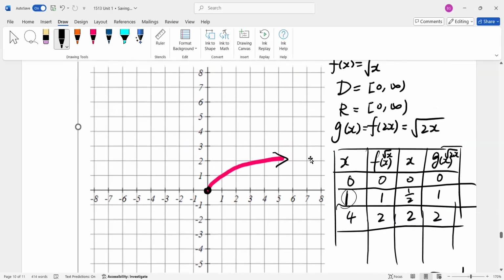So let's plot the 3 pairs for the daughter function. Let's see what happened to the graph. The original 3 points are (0, 0), (1, 1), (4, 2), right? And let's see what happened to the daughter function's graph. We have (0, 0), that's still here, and (half, 1), and (2, 2).